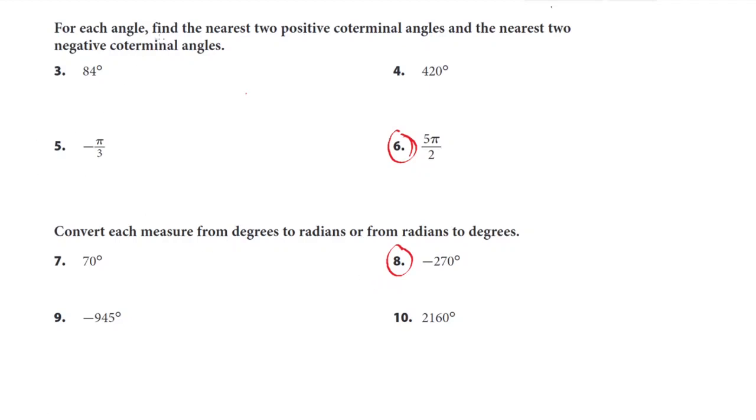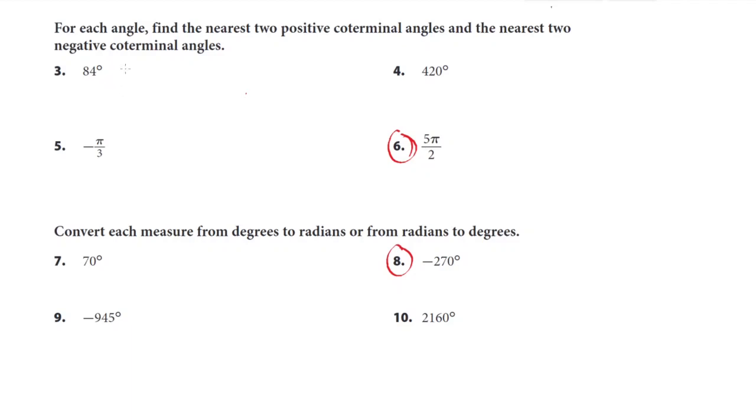So for number 3, we're supposed to find two positive and two negative coterminal angles. Just because it says positive or negative does not necessarily mean that our answers are going to be positive or negative. It just means that we're going to be either adding or subtracting one full rotation around the circle. So pause and try number 3.